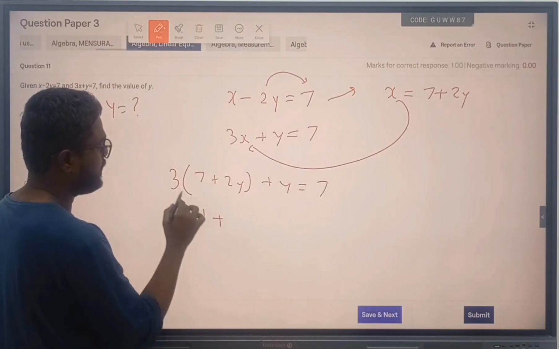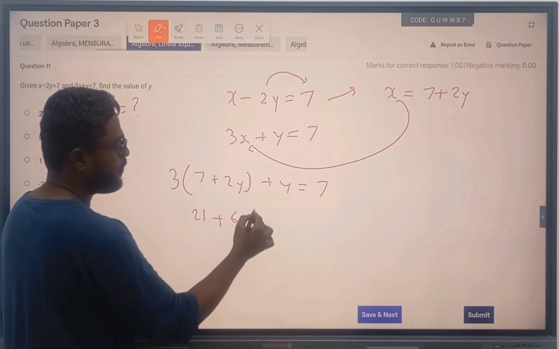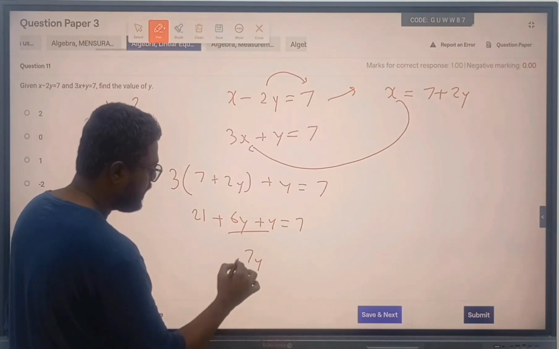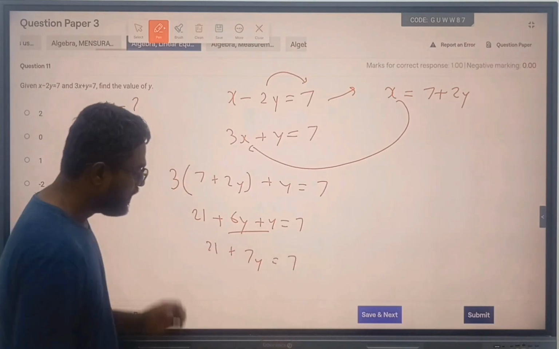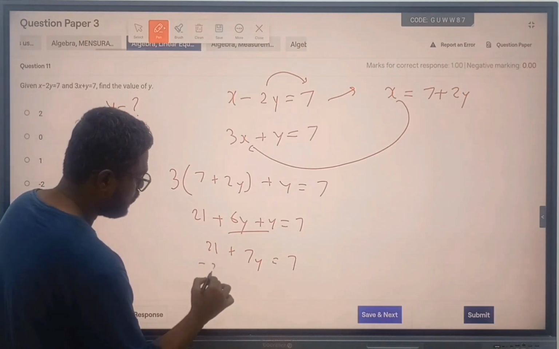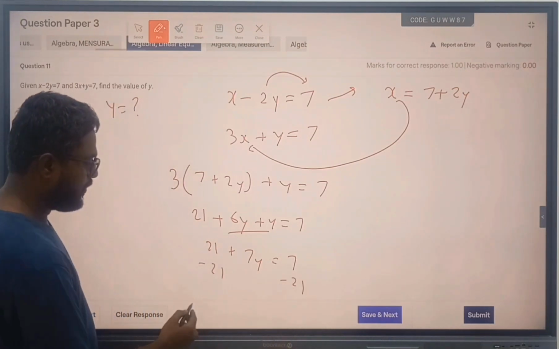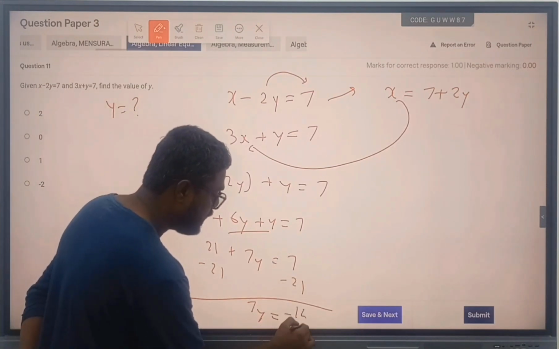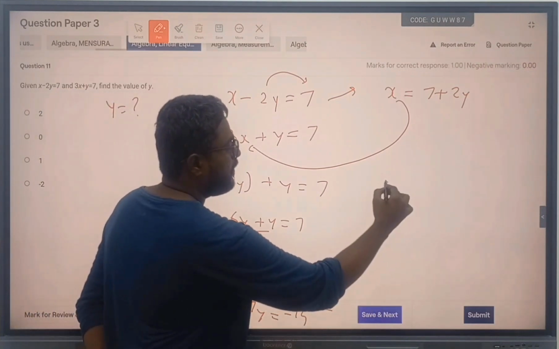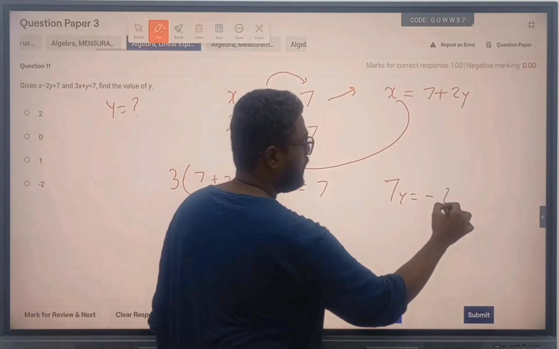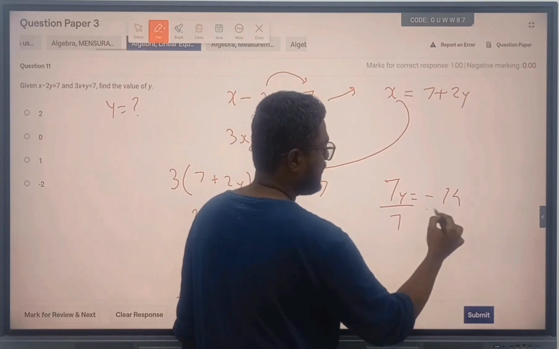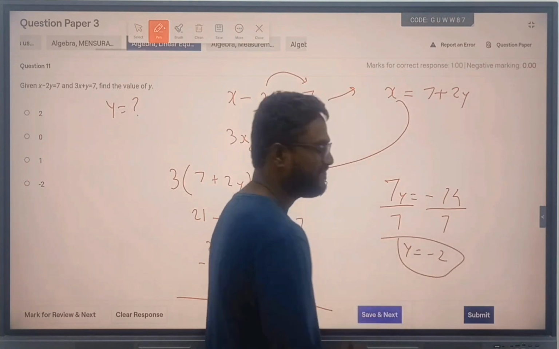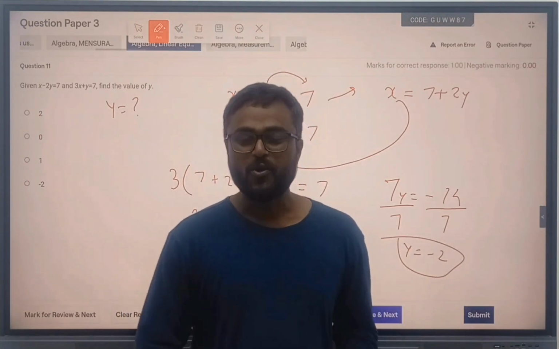3 times 7 is 21, plus 3 times 2 is 6y, plus y is equal to 7. 6y plus y is 7y, plus 21 equals 7. Subtract 21 from both sides. So what will I get? 7y equals 7 minus 21, which is negative 14. If I divide both sides by 7, what am I going to get? y is equal to negative 2. Yeah? So, let's move on to the next question.